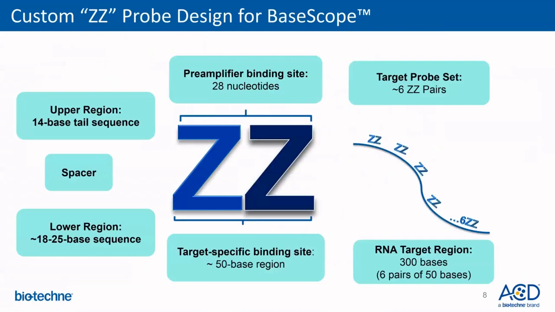With this, I'd like to get into the details of BaseScope probe design. As you can see on your screen, the BaseScope probe can be depicted as oligonucleotides in shape of Z, where the lower region of the 2 Zs together forms the target-specific binding site, covering a 50 base pair region. Each Z only covers 18 to 25, but together they cover the total 50 base pair region. There is a spacer arm connecting the top and the lower region of the Zs. The top part of the Z is a unique region, which actually forms the preamplifier binding site. And as I mentioned, the BaseScope probes can vary between 1 to 6 ZZ depending upon the target length and the sequence of interest.